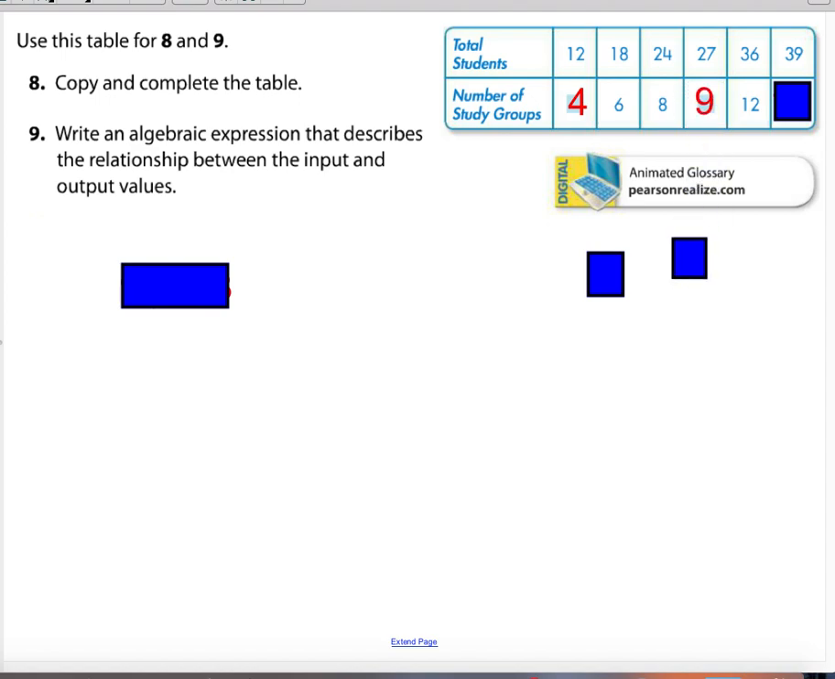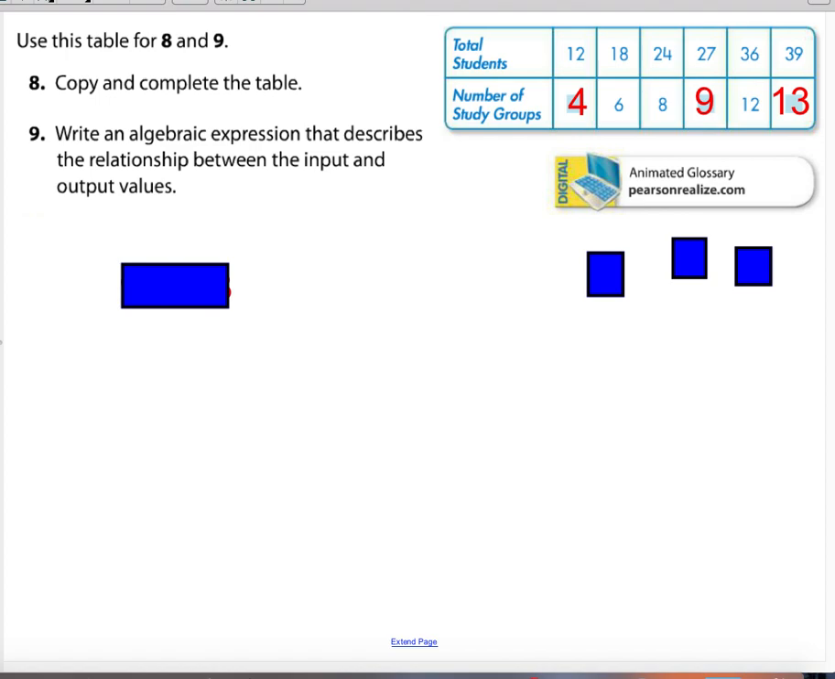27 divided by 3 is 9, 36 divided by 3 is 12, 39 divided by 3 is 13. So our expression must involve division, okay? So write an algebraic expression that describes the relationship between the input and the output. Pause the video and write your expression now.